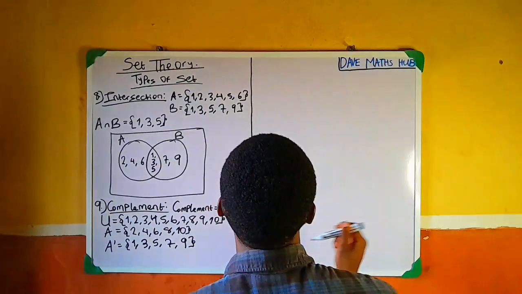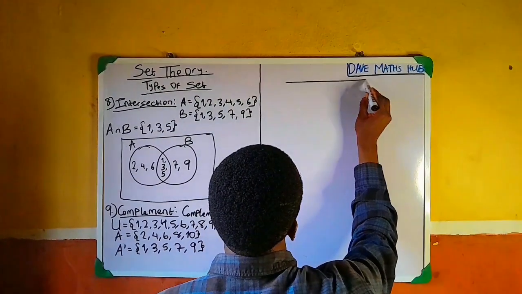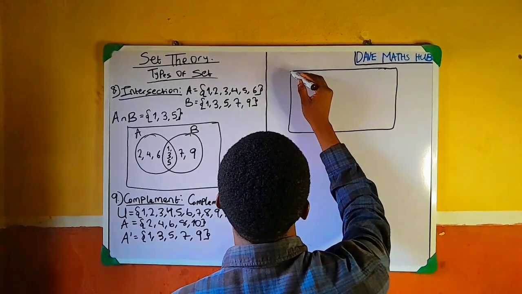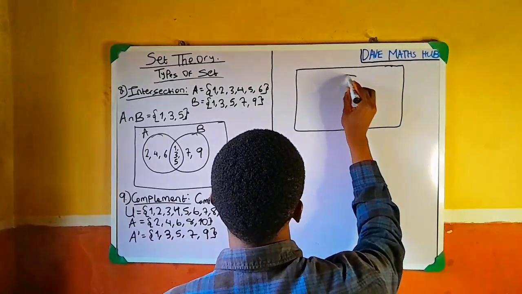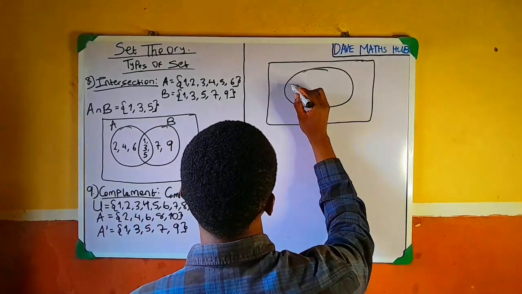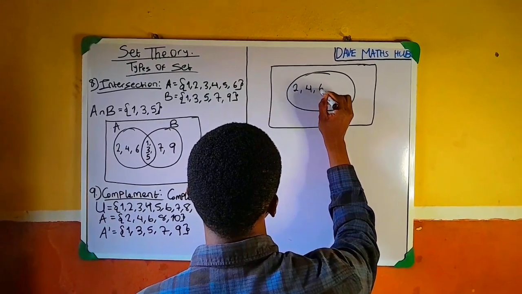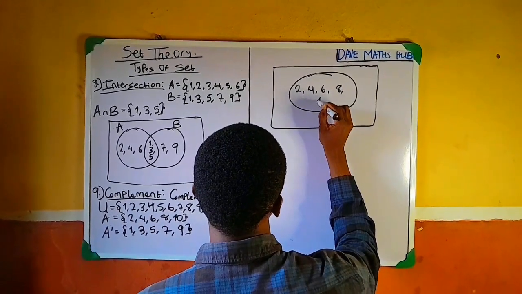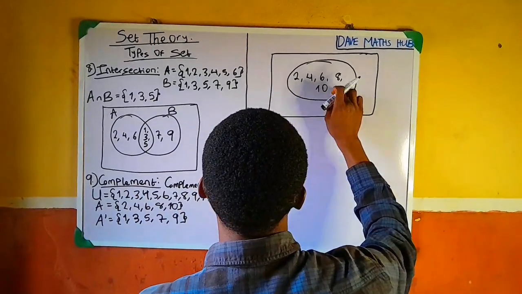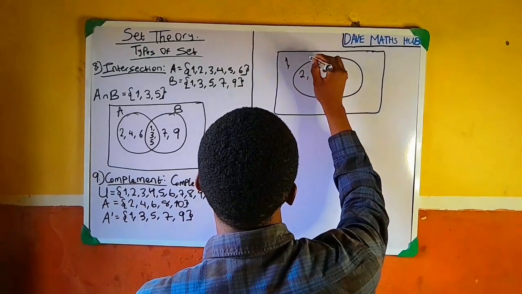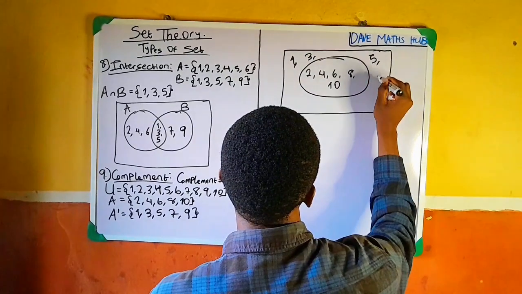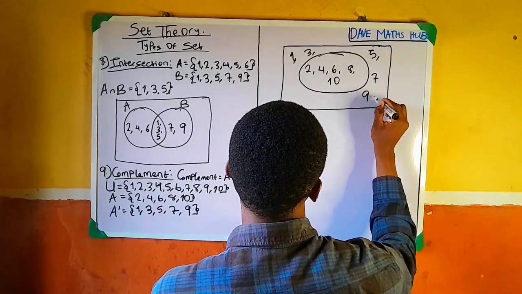So, putting this in a diagram, we have this. Since it's just set A, then what are the elements of set A? 2, 4, 6, 8, 10. So the complement, which are not in set A but are found in the universal set, are 1, 3, 5, 7, and 9.